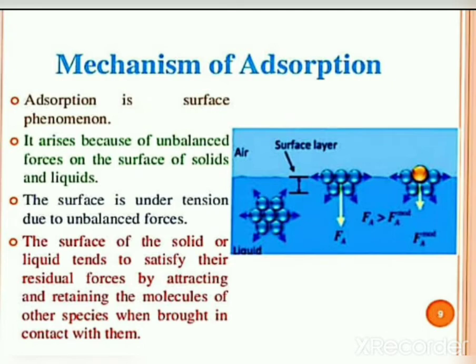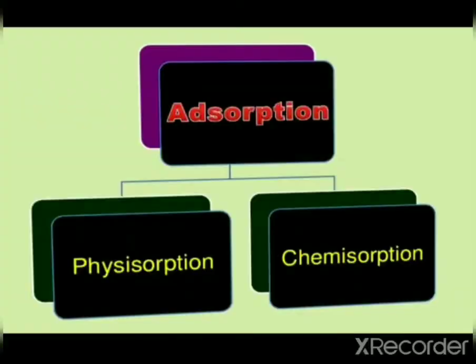Now as adsorption takes place, delta H will become less and less negative, and finally it will become equal to T into delta S. When delta H becomes equal to T into delta S, delta G will become 0, and when delta G becomes 0, adsorption reaches the equilibrium stage.